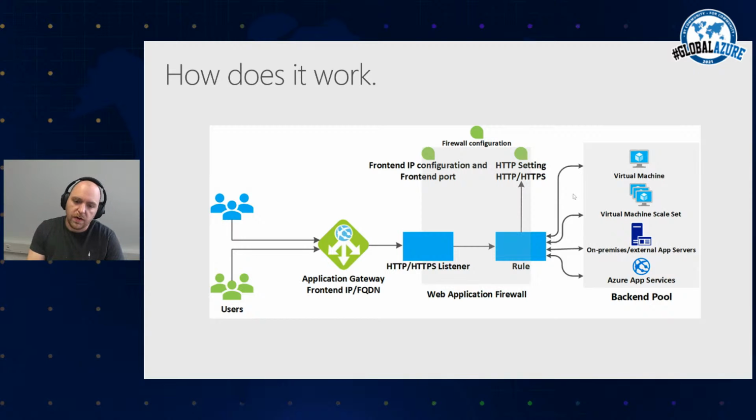If you don't activate the firewall, the listener directly passes the request through to the rules engine. And the rules engine is where the magic really happens. That is where the request is analyzed, and based on some key information, mostly the path of this request, it is decided to which backend pool this request is redirected, or forwarded in this case.